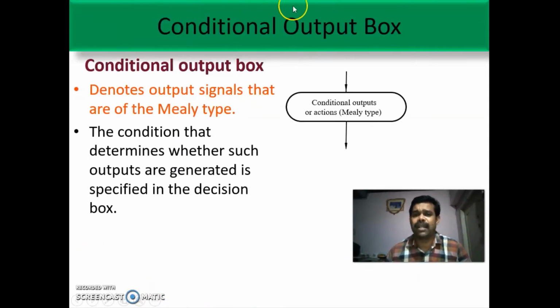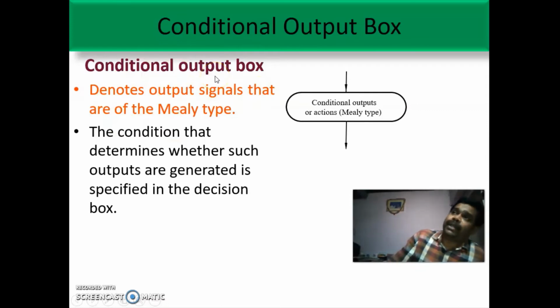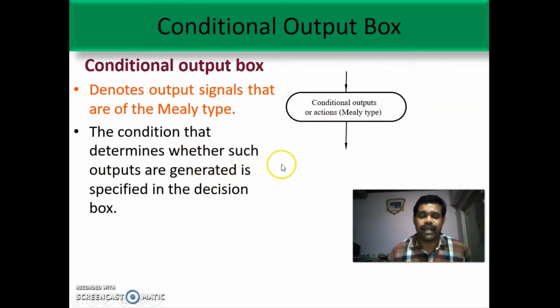And next one is conditional output box. Conditional output box denotes the output signals that are of Mealy type. So in Moore type we will be writing the outputs inside the state box, but in Mealy the outputs will be written in the conditional box. The condition that determines whether such outputs are generated is specified in the decision box. This conditional box denotes the output signals of the Mealy machine.